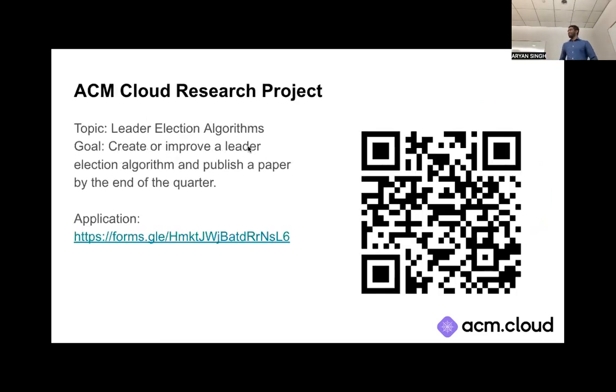Yeah, so this is the research project. So just drop that form if you're interested. And so basically the topic this quarter is going to be leader election algorithms. And our goal for this quarter is just going to be to create or improve a leader election algorithm and publish a paper at the end of the quarter. And 2 approaches we're going to take is either creating one completely from scratch, or we take an existing algorithm and improve it in a certain way, either run it slightly faster in certain situations or use slightly less memory.